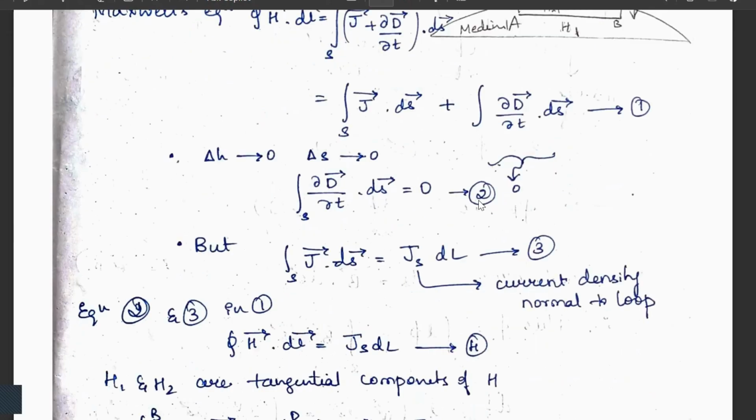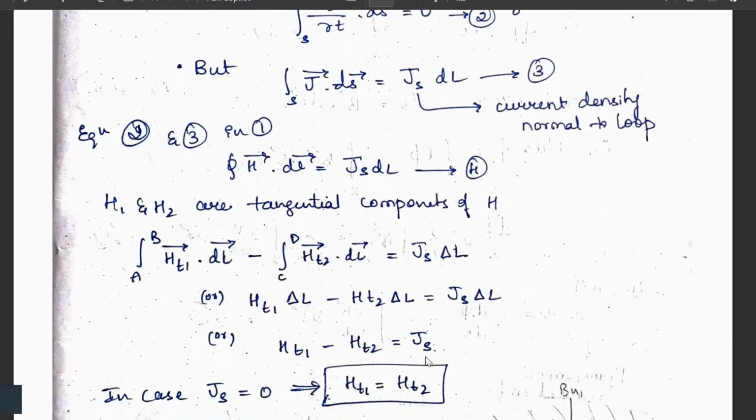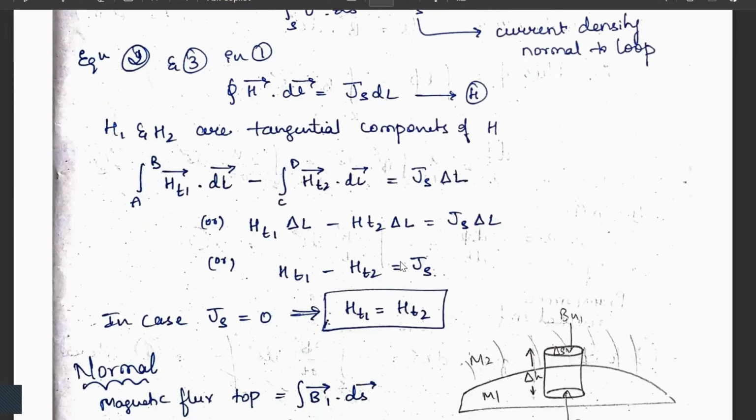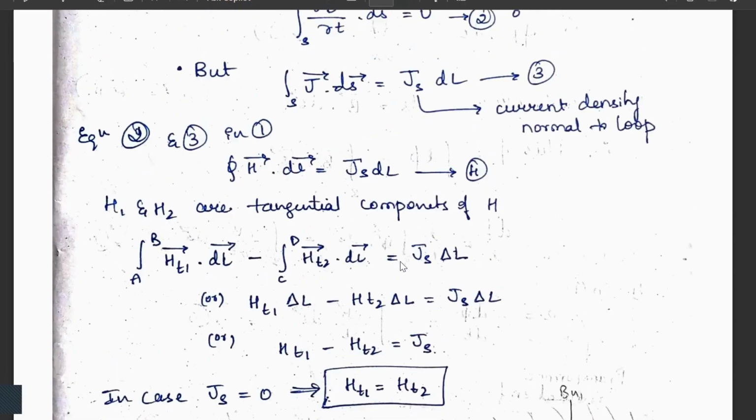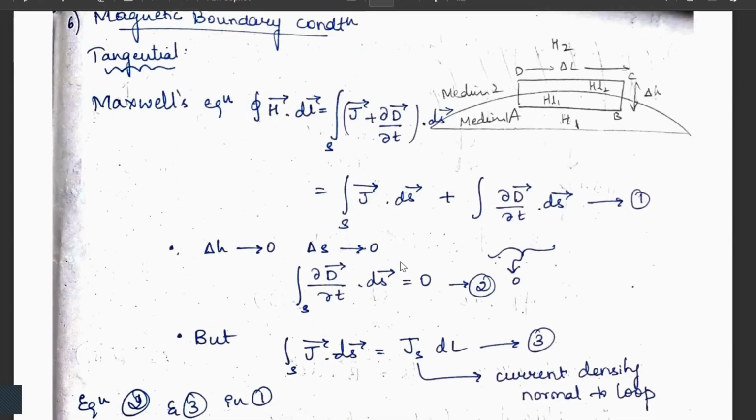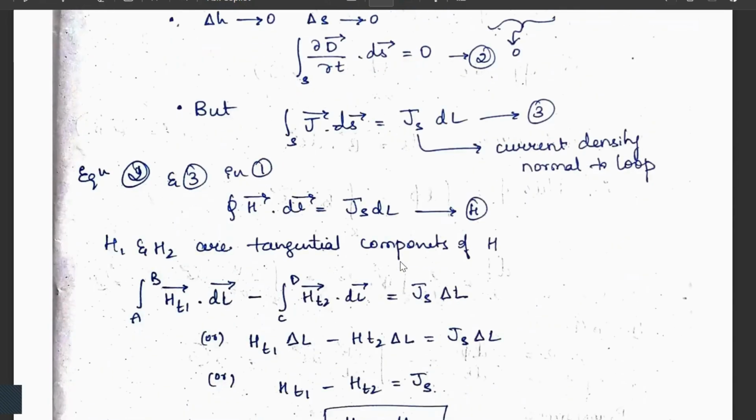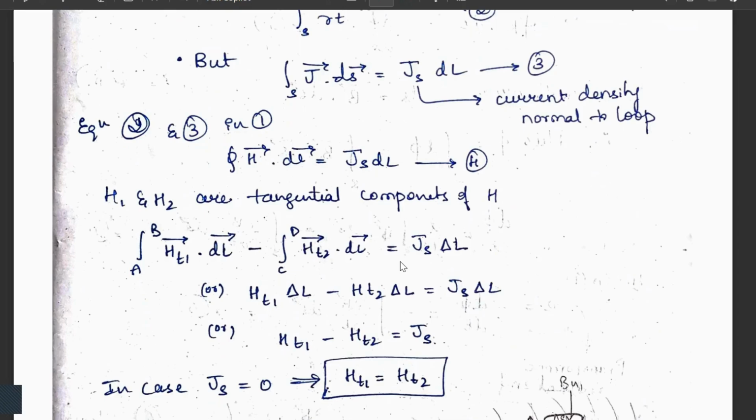Now you have to put equation 2 and equation 3 in our main equation 1. You will get the integral of H vector dot dl vector is equal to Js dl, which is equation 4. Ht1 and Ht2 are the tangential components of the magnetic field. So integration from A to B, Ht1 into dl vector minus integration from C to D, Ht2 into dl vector. We are splitting, which is equal to Js into dl.